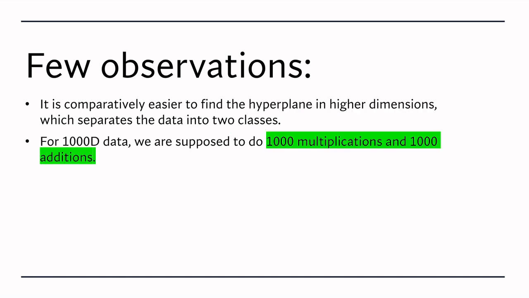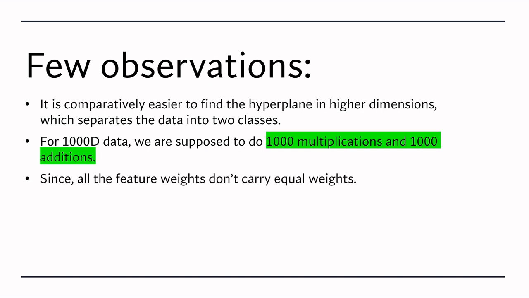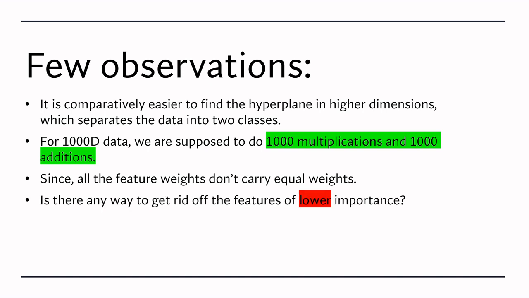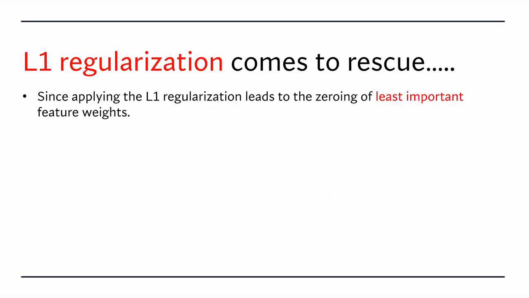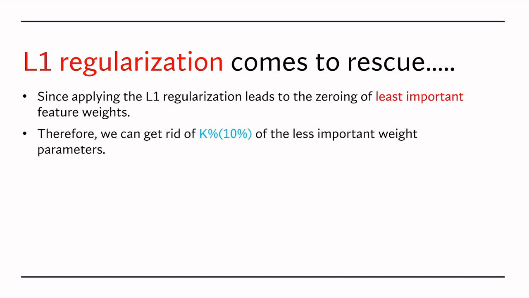For 1000 dimensions, we're supposed to do 1000 multiplications and 1000 additions. Since all the feature weights actually don't carry equal importance, is there any way we can get rid of those features which have lower importance? Turns out the answer is yes. L1 regularization comes to the rescue. Since applying L1 regularization leads to zeroing out of the least important feature weights, we can actually get rid of k percentage of the least important weight parameters.